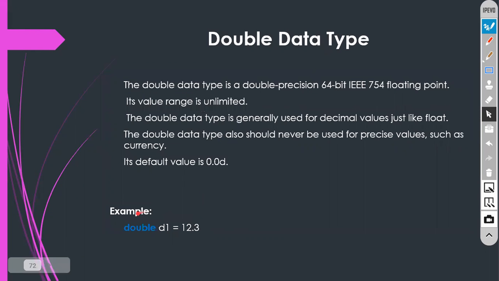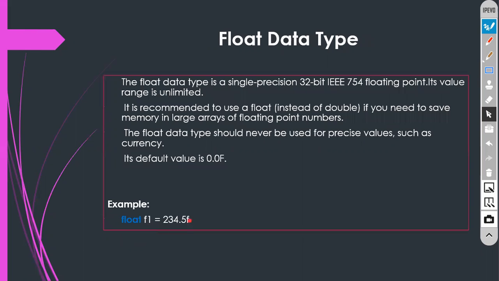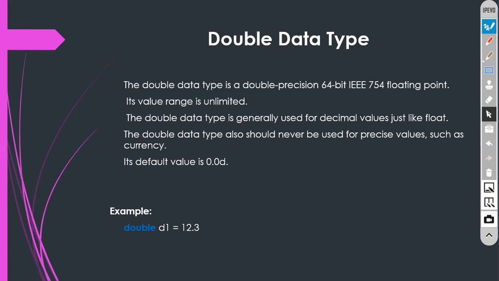Another example, double, D1. One more important thing with double: suppose you declare a double data type, D1 is equal to 12.3. If you don't write F, by default it will understand it is a double. Clear? By default it will understand it is a double. These are all silly things where you are going to make a mistake.